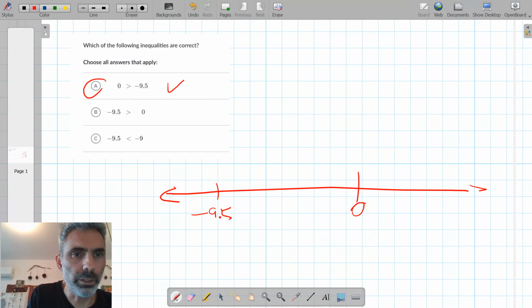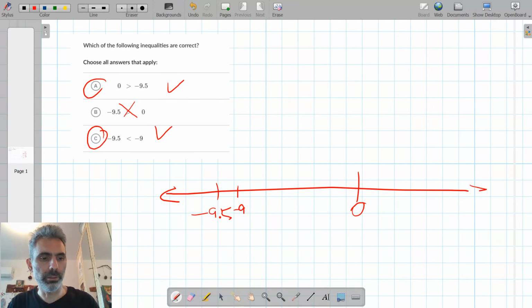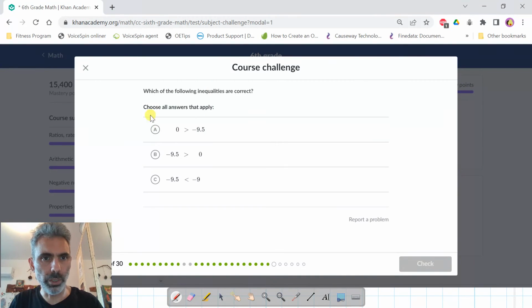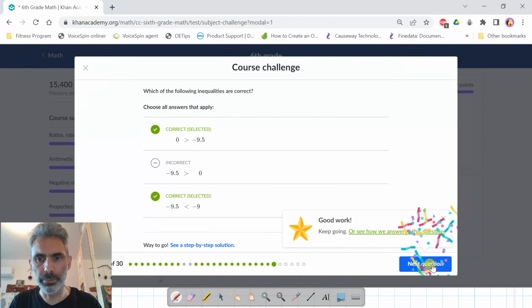so 0 is definitely greater than negative 9.5. Negative 9.5 is not greater than 0 because it's to the left of 0, and minus 9.5 is less than minus 9. That is correct, because minus 9 is here, and minus 9 is greater than minus 9.5, so C is also correct. Okay, so A and C are correct.